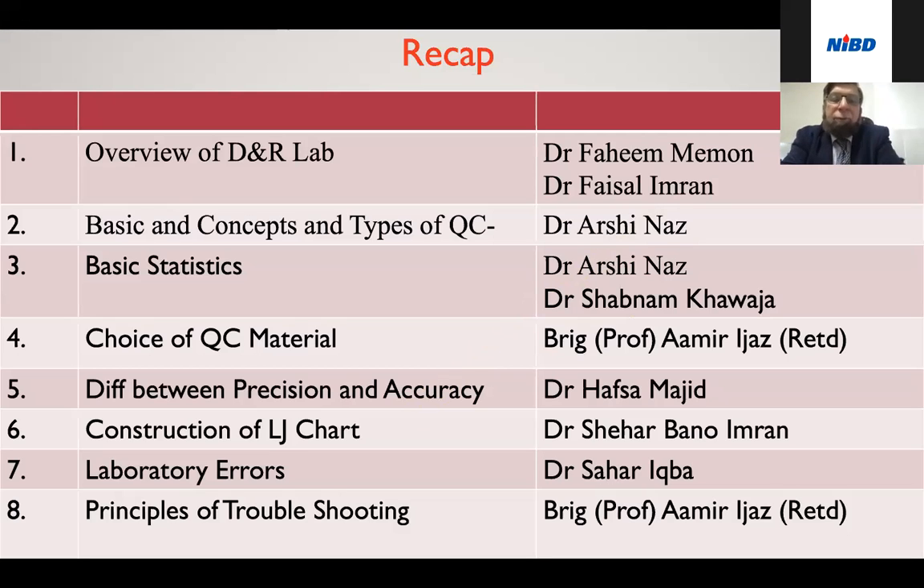So we are following a logical sequence. First, you heard about what the types of QC are, and what the basic statistics like mean and SD are, which you have to learn for running QC. Then the choice of QC material, which means the actual material which we run when we do the QC. And then the difference between precision and accuracy? This is a basic concept and very important to be learned by all laboratory professionals.